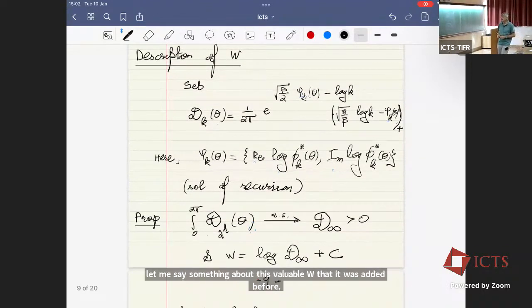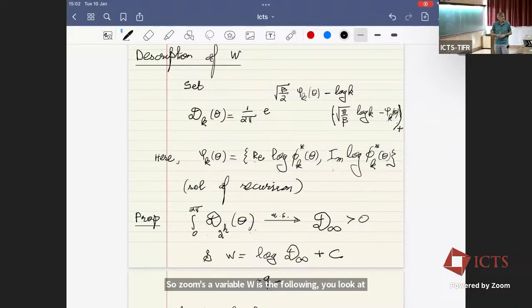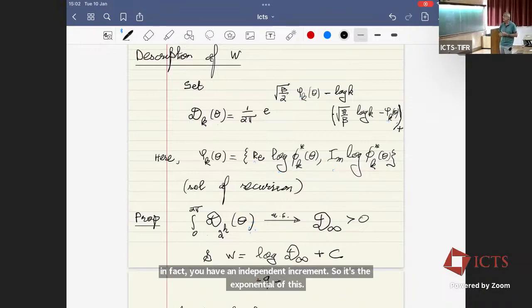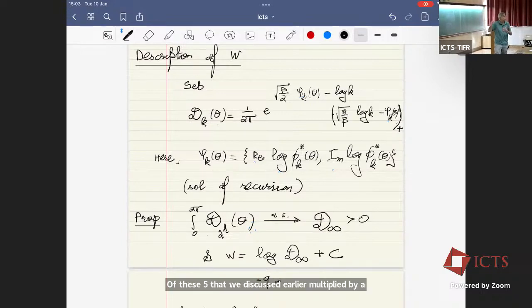So the variable W is the following. You look at something that is very close to a derivative martingale. So if that were a branching random walk, this would be a derivative martingale. And in fact, you have independent increments. So it's the exponential of this phi that we discussed earlier, multiplied by a linear term. So we saw such objects yesterday in Oren's talk.